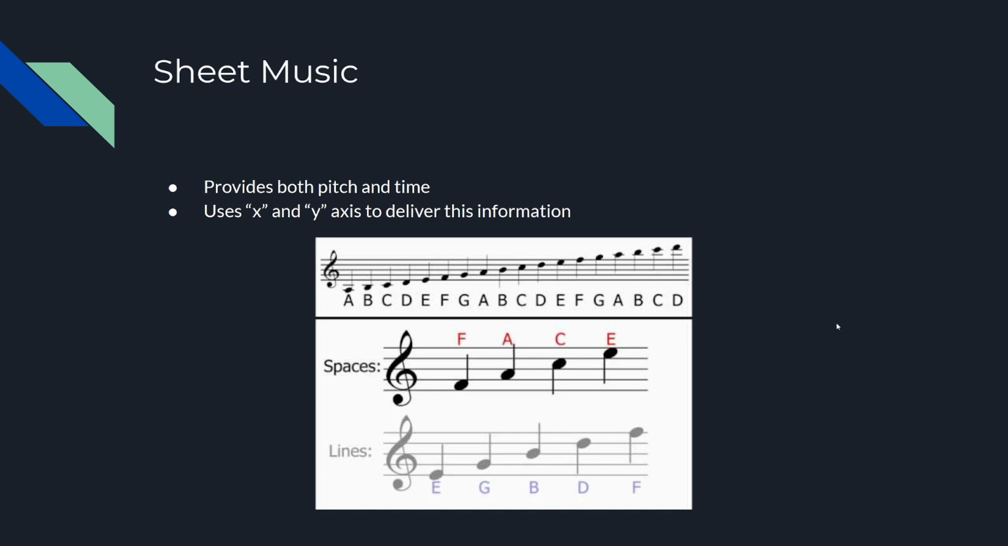You can also see there are different ways to abbreviate the spaces and the lines. My old music teacher used to tell me never mind, that's for bass clef. I don't remember what it was, but at least with the spaces, it spells out FACE. To read sheet music fluently, you need to have memorized where all of the different places are on the music.